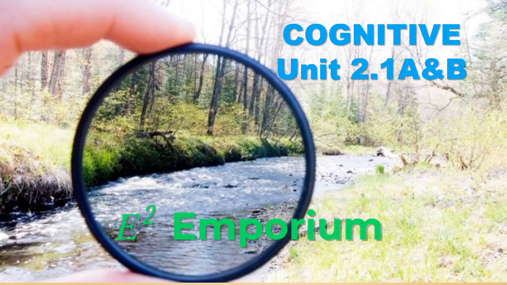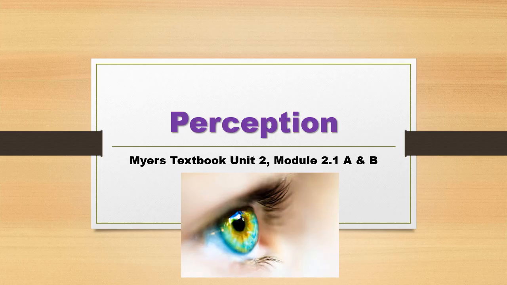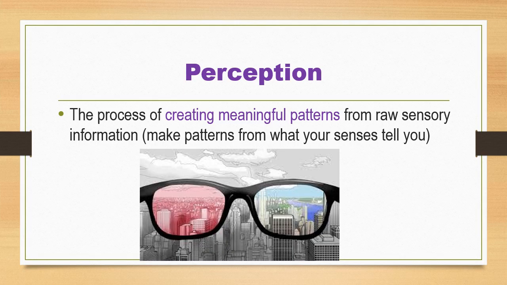Today we are beginning the cognitive unit. We are looking at 2.1a and B. This is the perception section, module 2.1a. So perception is the process of creating patterns from our raw senses. So how do we make patterns out of what our senses are telling us?